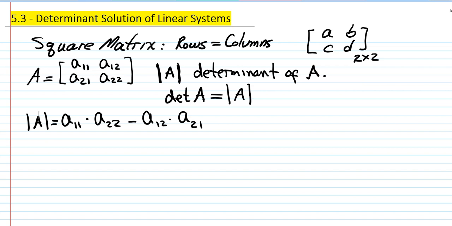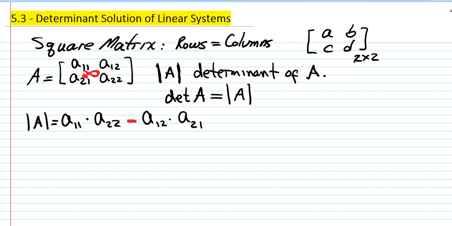Sometimes we may use this kind of a symbol to help us remember how this product goes. Notice I went from a11 to a22 and then kind of curved around and came back to a21. That's the direction of the product that takes place. The minus has to be there. You subtract the product of off diagonals from the product of diagonal elements.